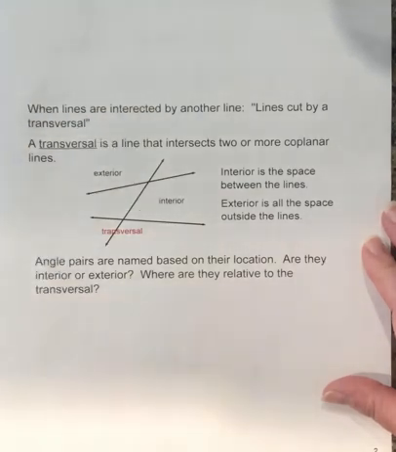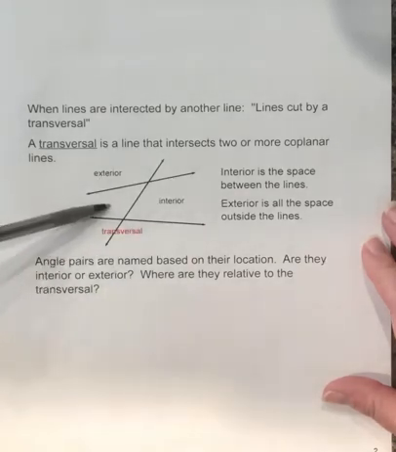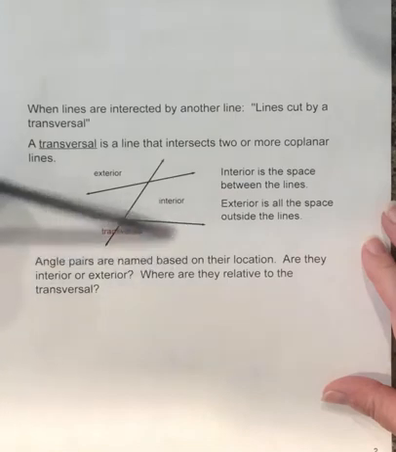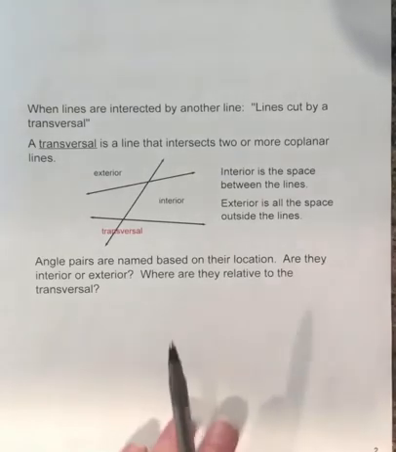I could have an infinite number of lines going this way, and this one transversal would still be intersecting all of them. You want to get used to the words interior and exterior. Interior is just the space between the lines that I'm talking about, and exterior is the space up here and also down here. Exterior is just the space outside the lines that I'm talking about. So we're going to get into some angle pairs, and they're named based on their location. So you're looking at whether they're interior or exterior, are the angles themselves between the two lines or outside the lines, and where are they relative to the transversal.